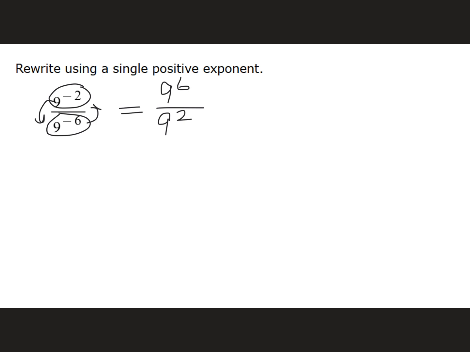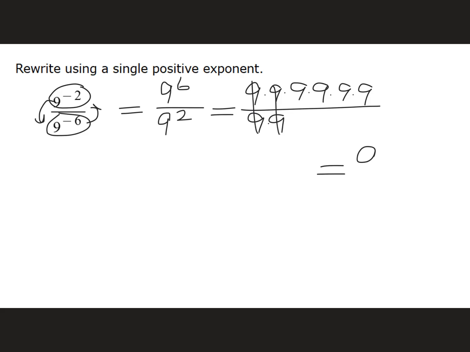And then now we have to simplify. And so I can expand it out if I want to. There are 6 of these. And there are only 2 of these. Cancel out until I can't anymore. And how many do I have left? I have 4 9s left. And so my answer is 9 to the power of 4. Hey, look, no negative exponent.